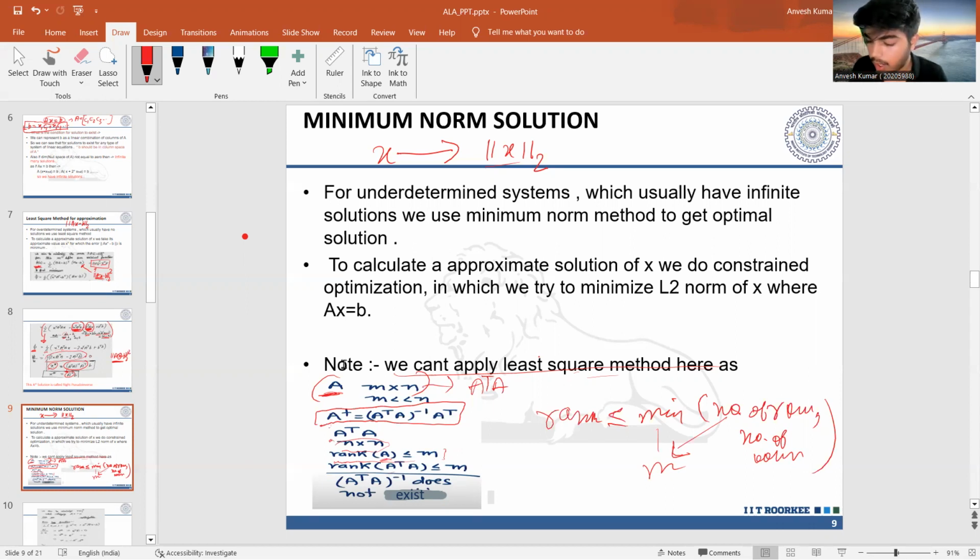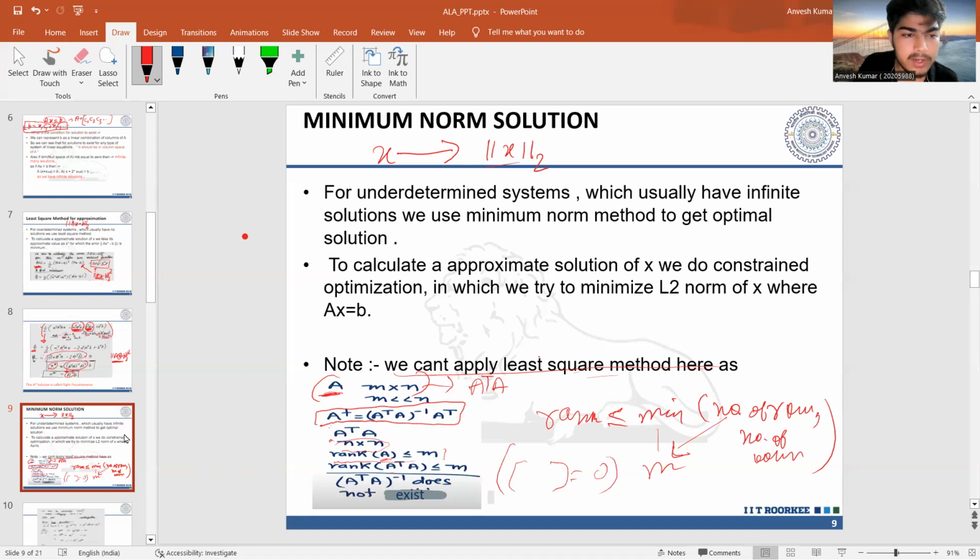And our matrix was of N variables, and its rank is coming out less than N. So it is sure that it is rank deficient. And if it is rank deficient, its inverse does not exist, as A transpose A will be a square matrix whose determinant will be 0. So its inverse would not exist. So we cannot apply the least square method here.